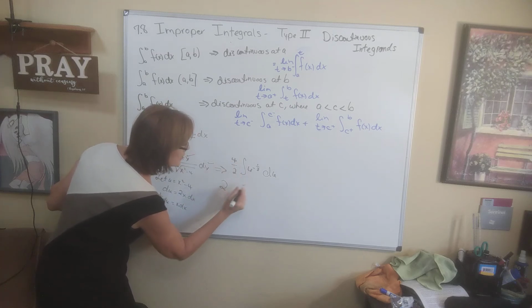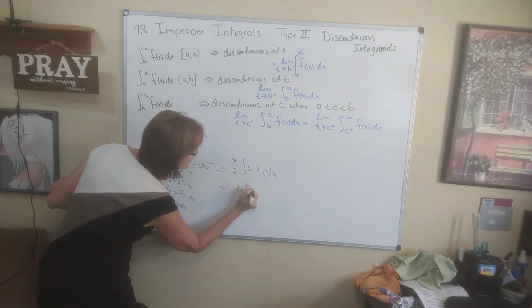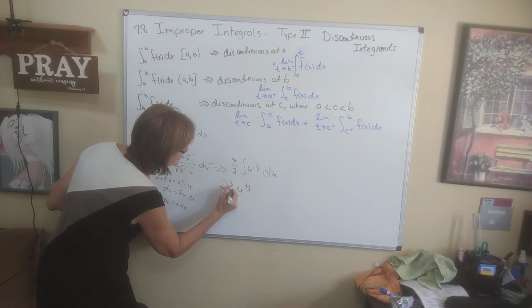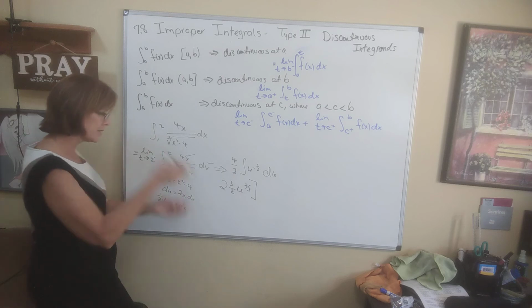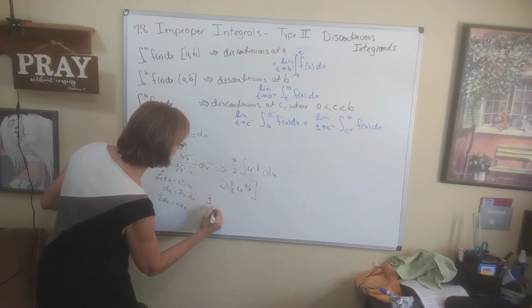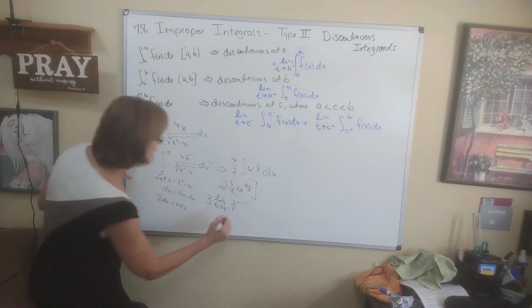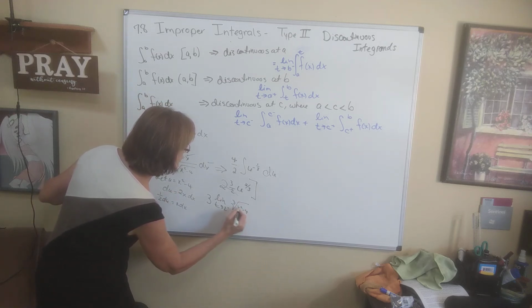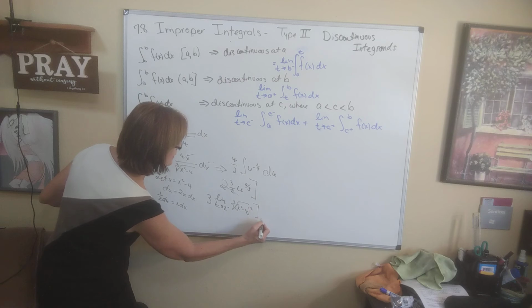4 over 2 is just 2. The integral of u to the negative 1/3 is u to the negative 1/3 plus 1, which is 2/3, divided by 2/3, which is the same thing as multiplying by 3/2. And now we're going to evaluate this. I'm going to put it back in terms of x's and then put my limit back on there. So these cancel, so I get 3 times the limit as t goes to 2 from the left of the cube root of x squared minus 4, squared, from 1 to t.